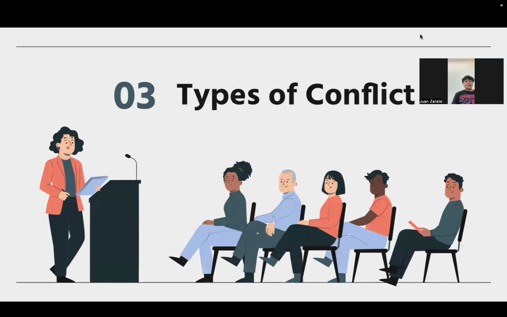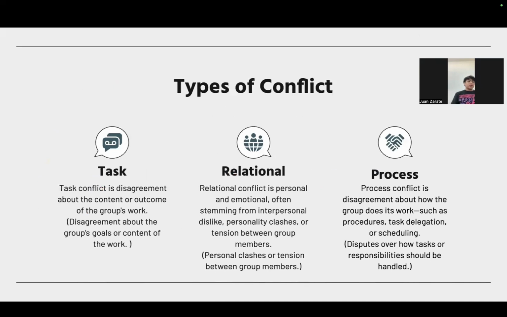Section 3 talks about types of conflict. So the three types of conflicts are task conflict, relational conflict, and process conflict. Task conflict is disagreement about the content or outcome of the group's work. Relational conflict is personal and emotional conflict. It often stems from interpersonal dislikes, personality clashes, or tension between group members. Process conflict is disagreement about how the group does its work, such as procedures, roles, or scheduling.